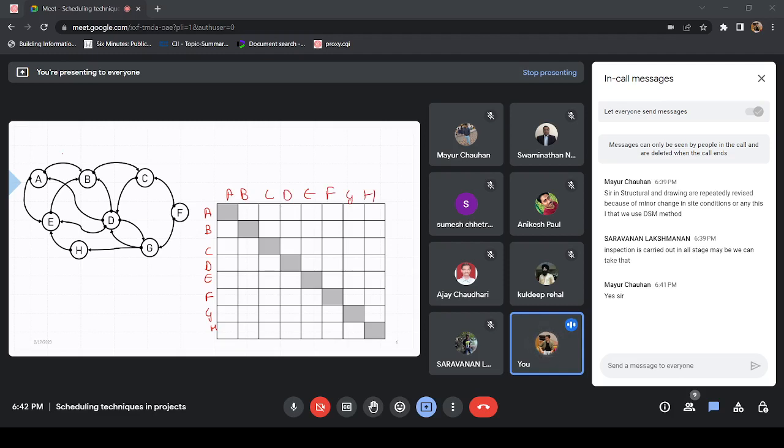Now let's see. A is giving information to E and B, right? These two arrows. A gives information to B and A gives information to E. Similarly, coming to activity B, B is giving information to C, only C, right? For C, C is giving information to D. For D, D is giving information to A, B, E, and G, right?